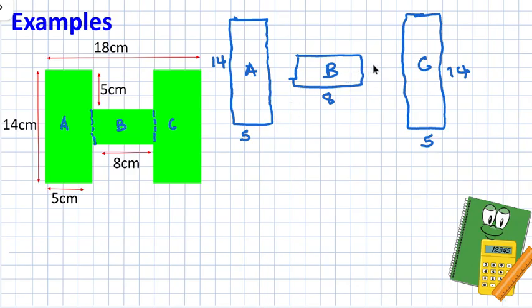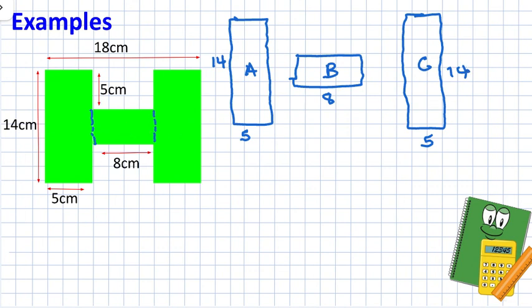So now I have one missing side for shape B. I need to get one of the sides so that I'll be able to get the area, because the area of a rectangle is length times width. I already have the length, I don't have the width. So from here, how do I get the width? It's quite easy. Now let's go back to the main shape.